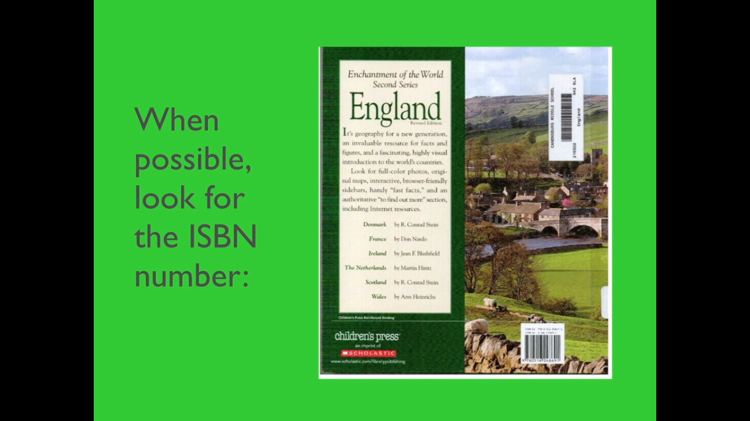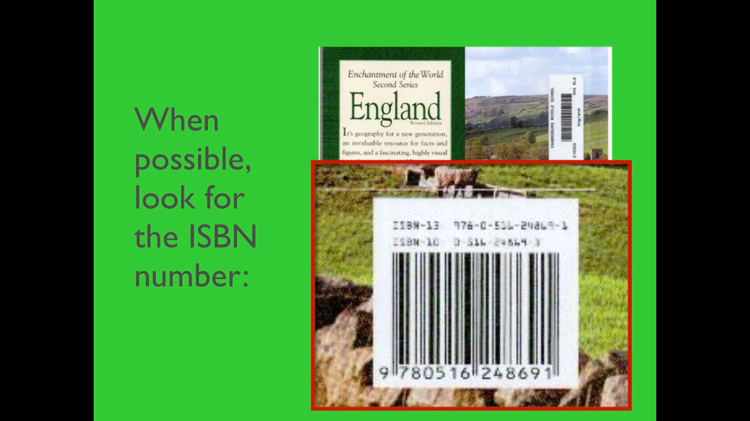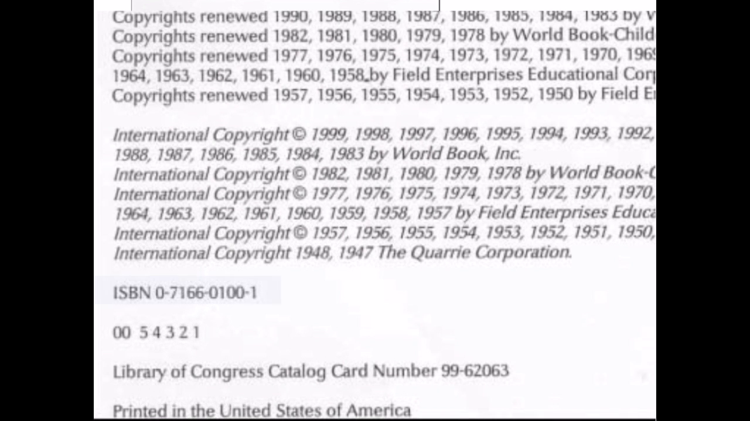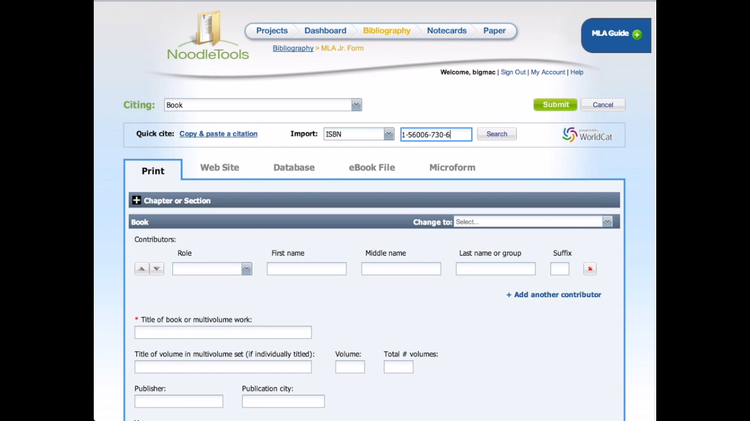In most cases, you will find the ISBN number on the back of your book. If your book has two ISBN numbers, use the 13-digit one. Sometimes a book won't have an ISBN number on the back cover. If yours doesn't, look on the back of the title page. You may find one there. Once you find the ISBN number, enter it in the search box and then click the Search button.